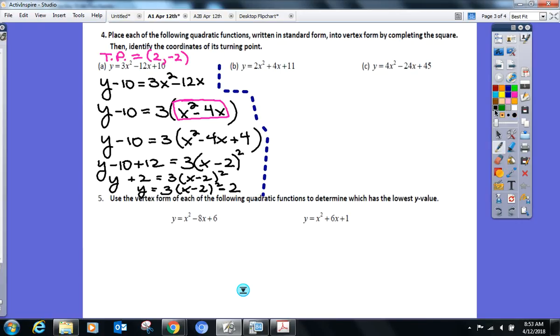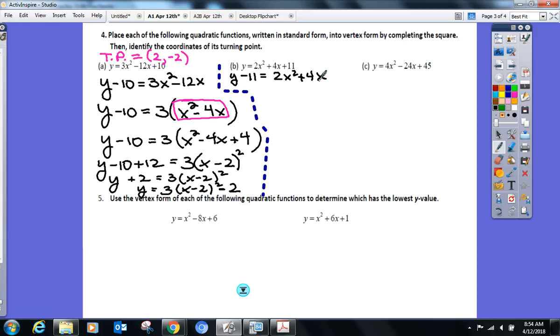All right, so I recognize they're asking me to put it in vertex form, but the A value is not 1. So I do not divide by 2, though, because we just found out it'll change the size of the parabola. I do move the c value over, though. Y minus 11 equals 2x squared plus 4x. You know you have to complete the square, but you can't unless the a value is 1.